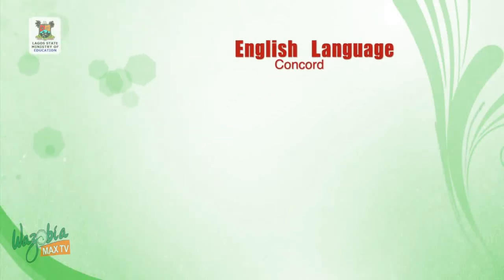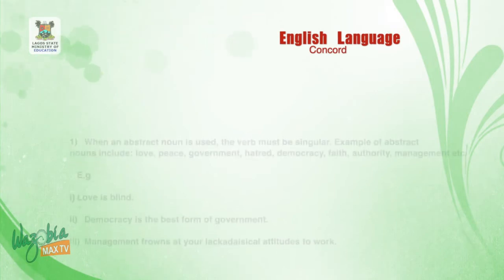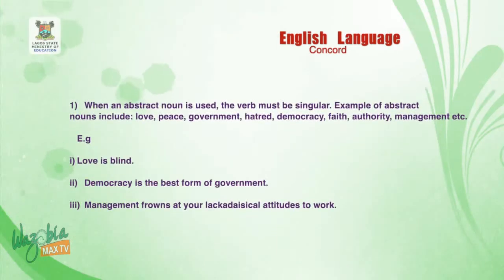Welcome back. In this final session, we'll be looking at what I tag sundry issues on Concord. Number one, when an abstract noun is used, the verb must be singular. Examples of abstract nouns include love, peace, government, hatred, management, authority, and so on and so forth. Listen to these examples. Love is blind. Democracy is the best form of government.